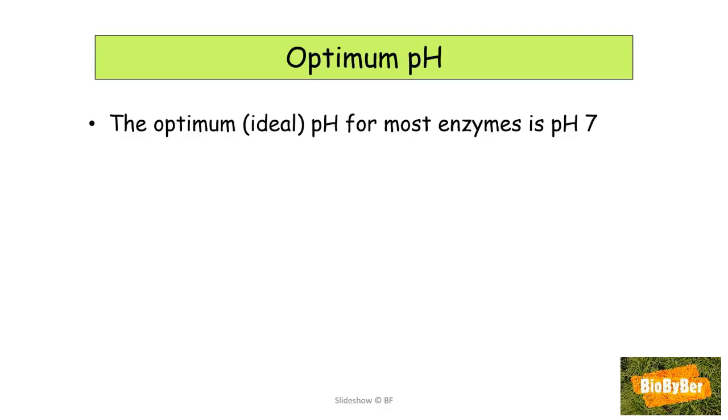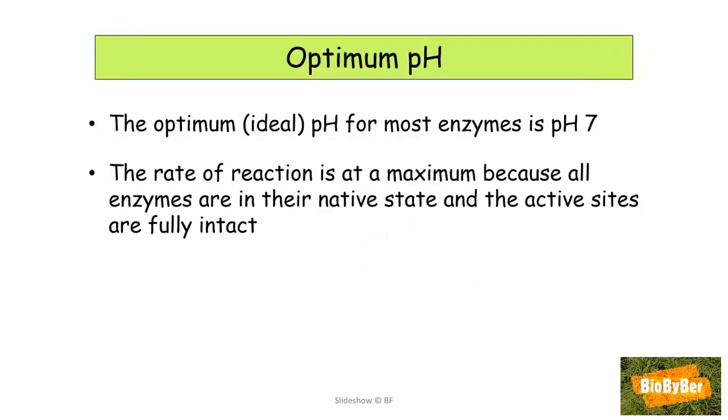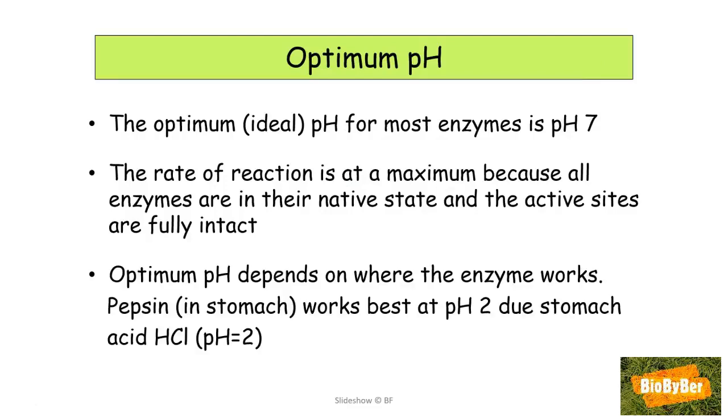Optimum pH. The optimum or the ideal pH for most enzymes is a pH of 7. In other words, most enzymes will work best in neutral conditions. The rate of reaction is at a maximum in these conditions because all the enzymes are in their native state. In other words, they're fully intact, they are in their original shape and structure, and the active sites are all fully intact. Optimum pH will obviously depend on where the enzyme works.